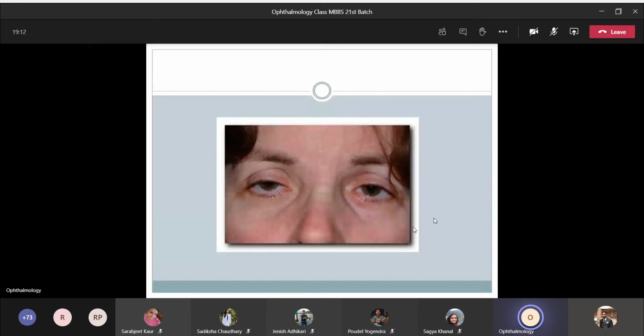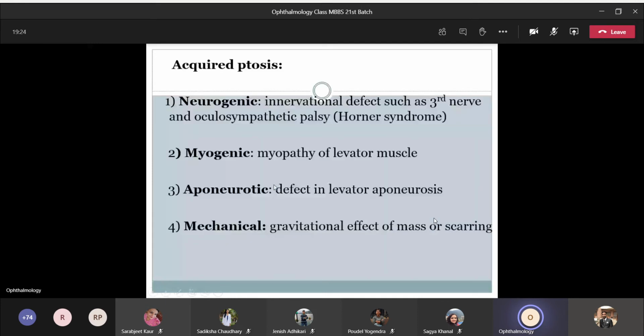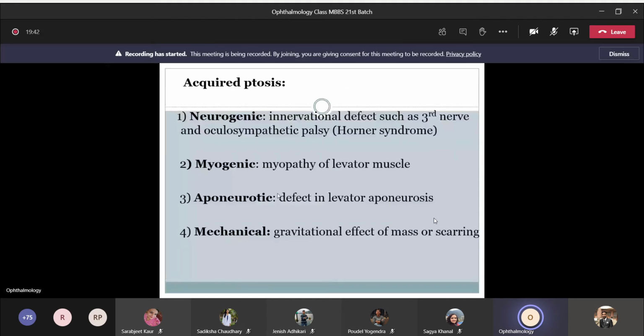So this is the picture showing ptosis of the right eye. Here we can see drooping of the upper eyelid. And acquired ptosis is of 4 types: neurogenic, myogenic, aponeurotic, and mechanical. Neurogenic ptosis is due to innervational defects such as third nerve and oculosympathetic palsy, that's Horner syndrome. Myogenic is due to myopathy of the levator muscles. Aponeurotic is a defect in the levator aponeurosis, and mechanical is the gravitational effect of a mass or scarring.